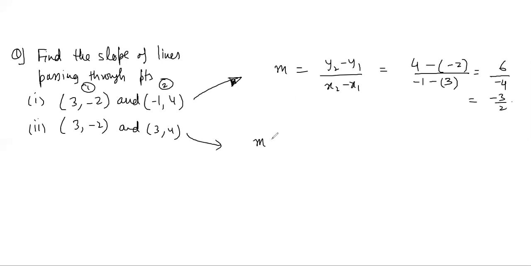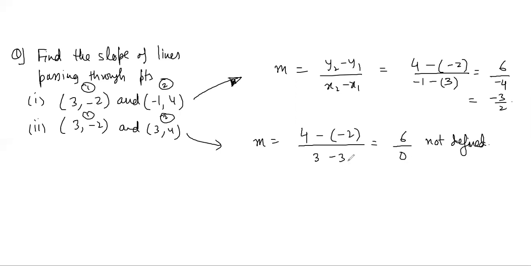In the second case, again y2 minus y1; let us take this as the second point and this as the first point. So 6/0. 4 minus -2 upon 3 minus 3, which is 0. So slope is 6/0, which is not defined. Tan of 90 degree is not defined. So inclination in this particular case will be 90 degree.